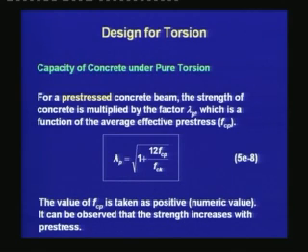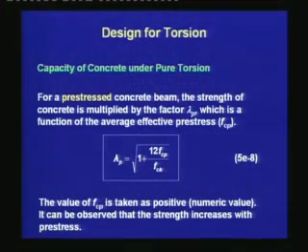For a prestressed concrete beam, the strength of concrete is multiplied by the factor lambda p, which is a function of the average effective prestress, which is fcp. We had observed earlier that the effect of prestressing is to reduce the principal tensile strength that is developed at the mid depth of the longer side. Hence, the cracking torque is much higher, and even after cracking, the strength of the concrete is retained as the aggregate interlock is retained due to reduced crack width.